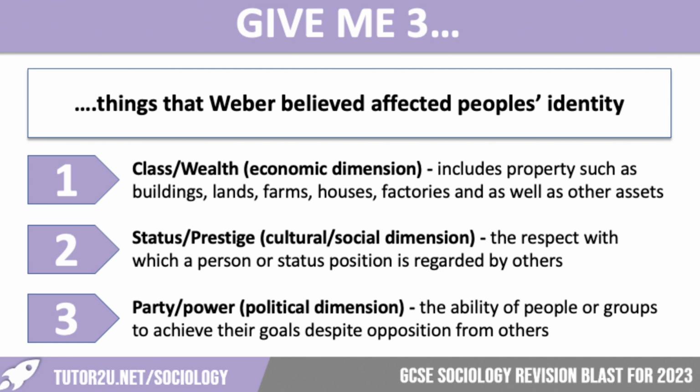He then claimed there was a cultural and social dimension that he calls status and prestige, which was the respect with which a person or status position is regarded by others. And then he talked about the political dimension, which was all about party and power, the ability of people or groups to achieve their goals despite opposition from others. So well done if you got those correct.